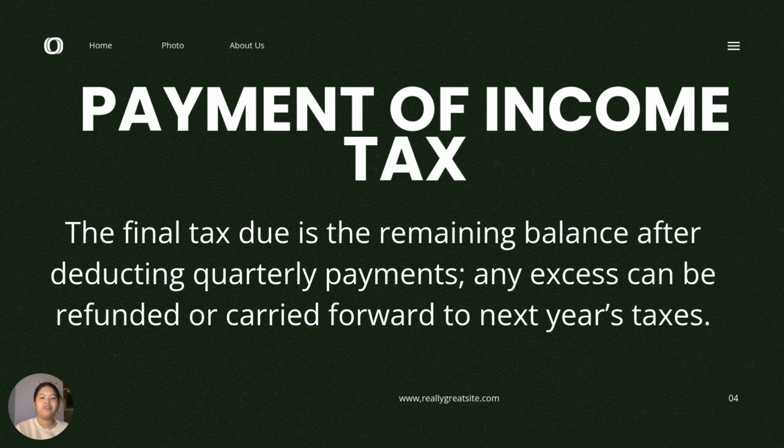Next is the payment of income tax. The final tax due is the remaining balance after the deduction of quarterly payments. Any excess can be refunded or carried forward to the next year's taxes. When we talk about overpaid taxes, it can be repaid or carried over as a tax credit for subsequent quarterly income tax obligations, according to the BIR. This maintains correct tax compliance while guaranteeing equity and preventing taxpayers from losing surplus payments.